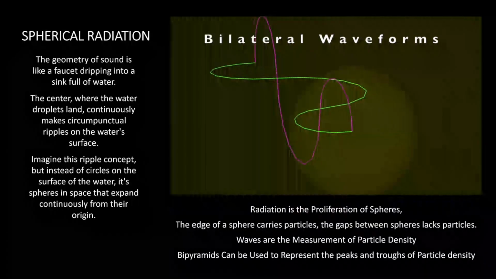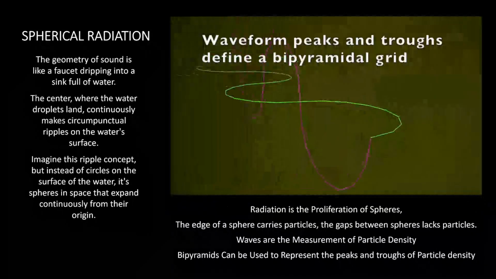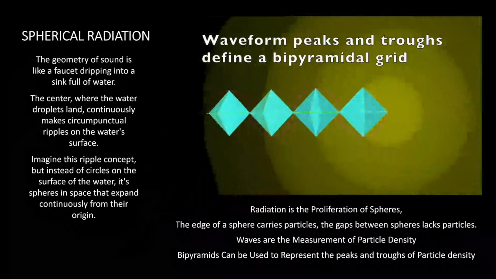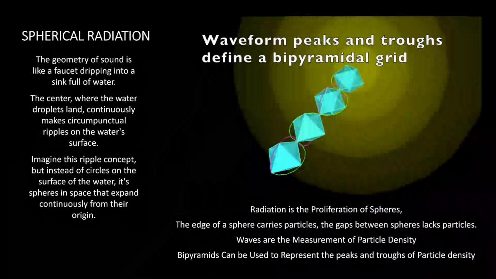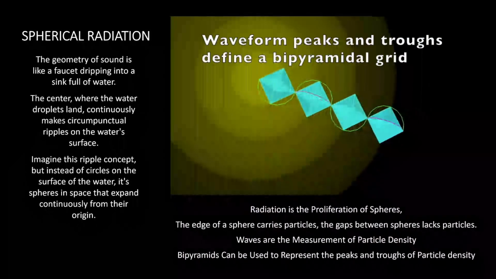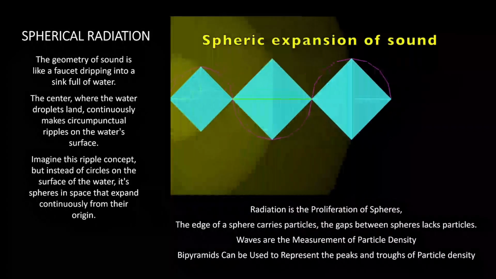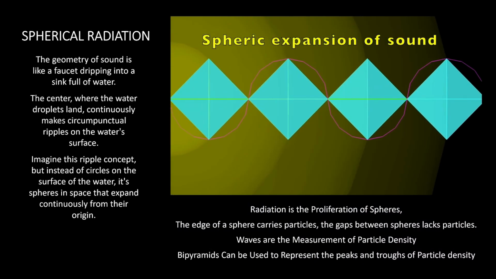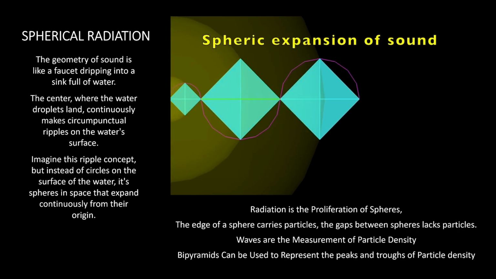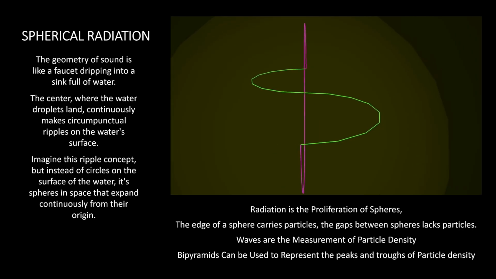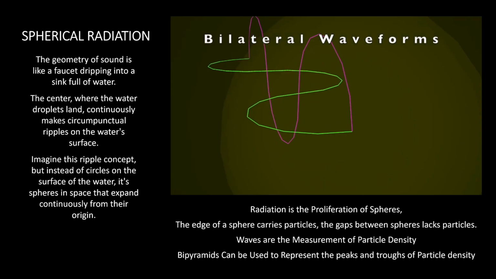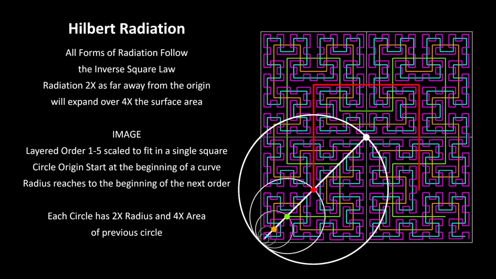Radiation is the proliferation of spheres. The edge of the sphere carries particles. The gaps between the spheres lack particles. Waves are the measurement of particle density, and bipyramids can be used to represent the peaks and troughs of particle density. All forms of radiation follow the inverse square law, and the Hilbert curve has a direct correlation.